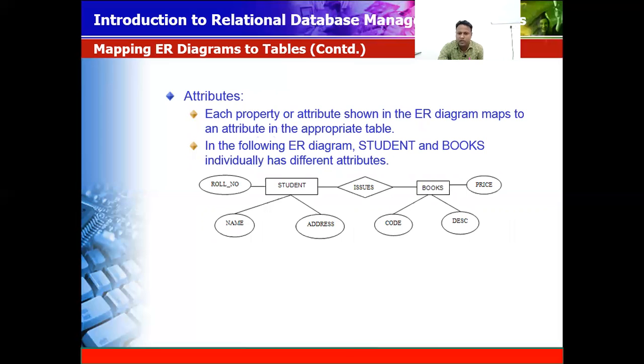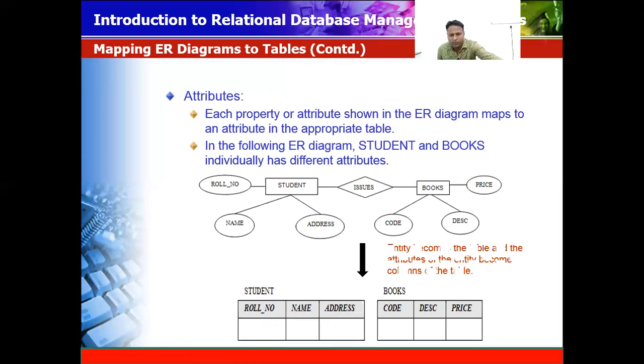Here, for our student, roll number is one attribute, name is one attribute, address is one attribute. That means what are the information you are going to store for an entity, that is called the attribute. Similarly for books, price, description and code are the attributes. Clear? Yes sir. So now we map this into a table, like roll number, name, address; for books, code, description, price. Clear?